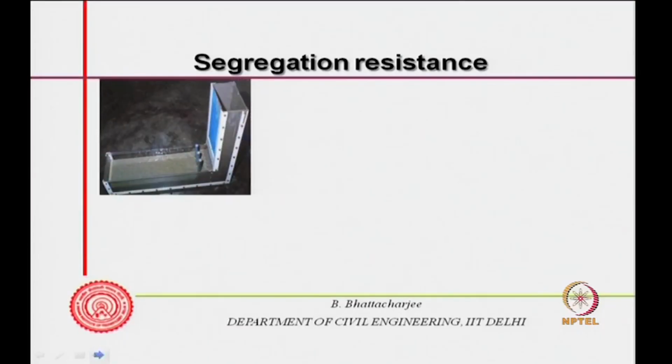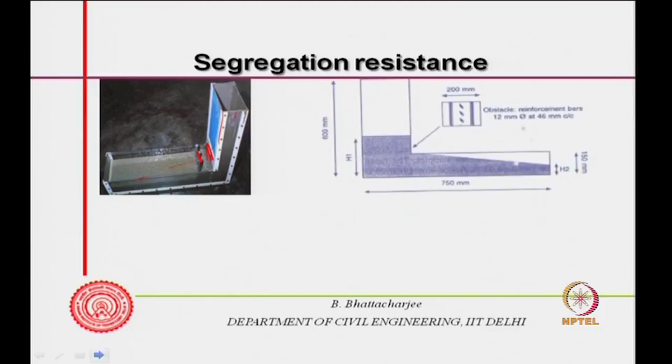So, it will look like this. So, this is the L box. You fill it, there is a gate here, you close it, there are obstacles here, bars here. So, the gate remains closed and you fill in the concrete in a standard manner, keep it there for 1 minute or so, and if there is no segregation, you can judge whether segregation or not, then open the gate, it will pass through this obstacle and fill in the concrete at this portion. So, it will look something like this, through the obstacle it will pass.